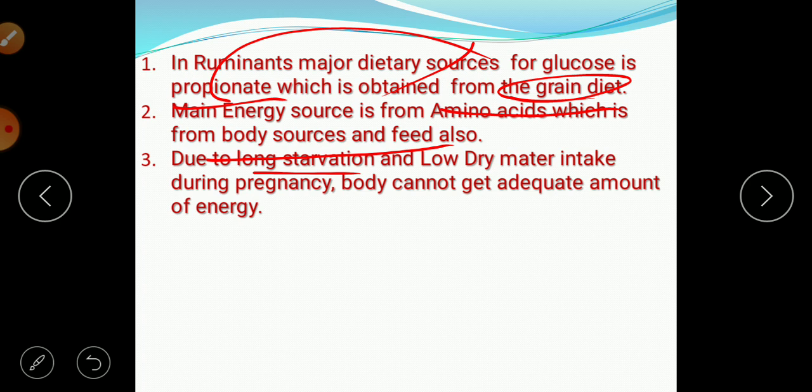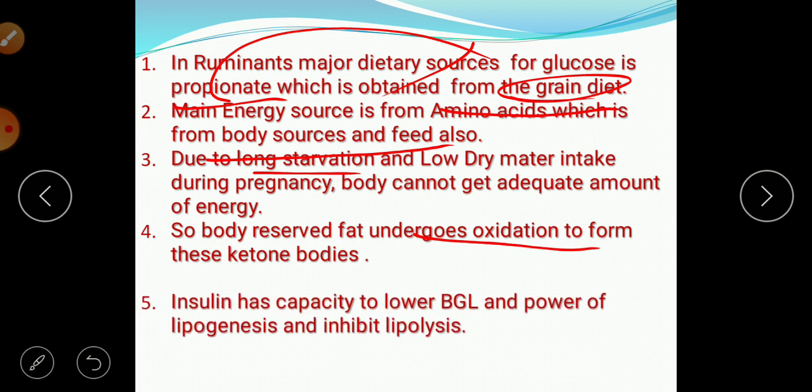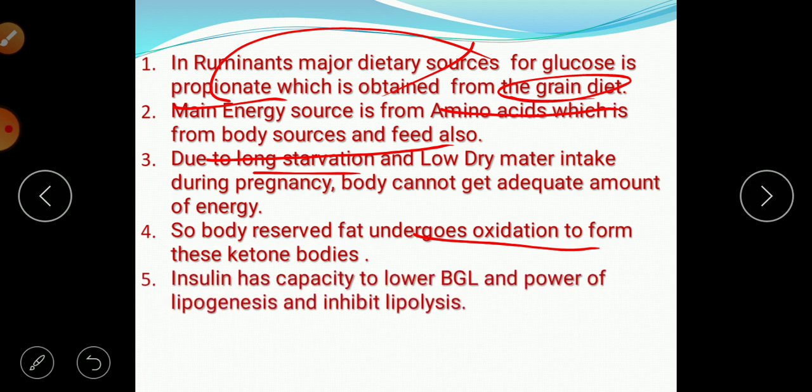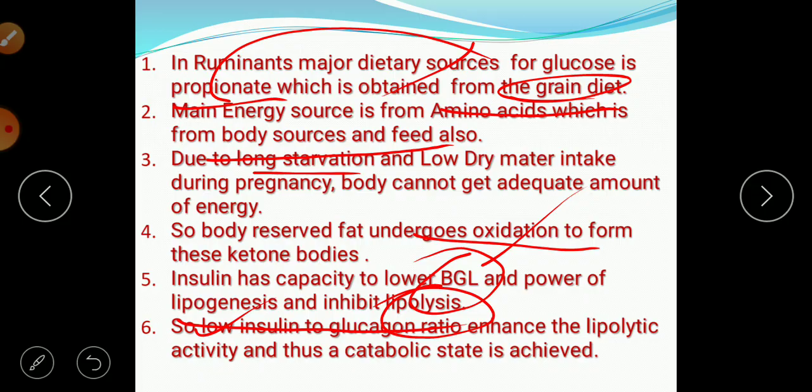It is nothing but a hypoglycemic condition. Body reserve fat undergoes the oxidation process, that is your burning process, to form these ketone bodies. In this condition, insulin has a tremendous capacity to lower the blood glucose level through the power of lipogenesis and inhibition of lipolysis. Lipogenesis is a process to generate new fat, and inhibition of lipolysis means reducing the breakdown of fat. So insulin has a tremendous effect to maintain the blood glucose level by playing a striking balance between the lipogenesis process and the lipolysis process.